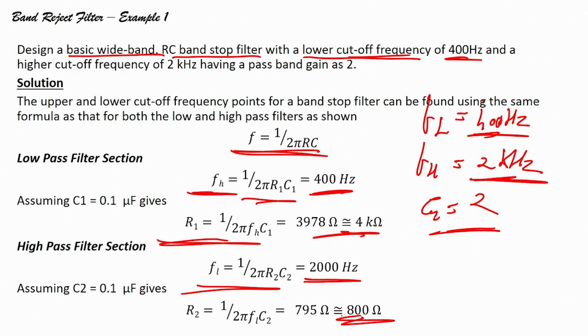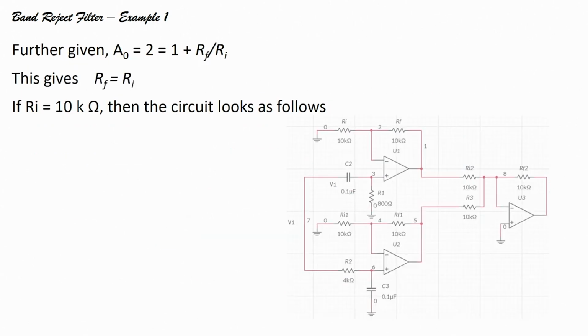So, we have found the value of R1, we have found the value of R2, and we already know the value of C1 and the value of C2. Do we know it? Yes, we know it. If I keep the values of C1 and C2, I can find the values of R1 and R2. I know FH and FL, so I can design the band stop filter.